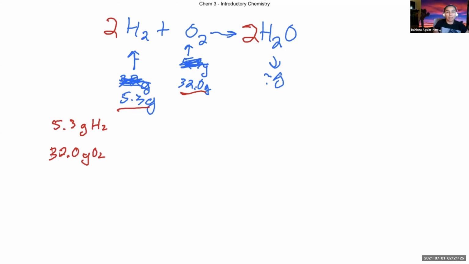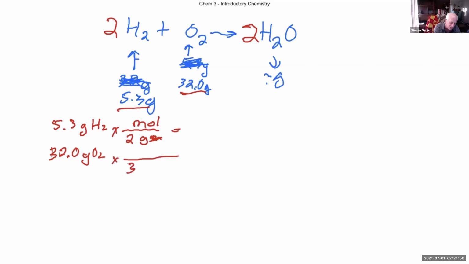Okay, yeah, it's balanced. That was good. All right, perfect. So there's our equation. So let's convert grams to moles. So 5.3 grams of hydrogen, and I know I got 2 grams per mole. 2 grams of hydrogen per mole. And oxygen is 16, which is 32 grams per mole. So I have hydrogen is 5.3 divided by 2.